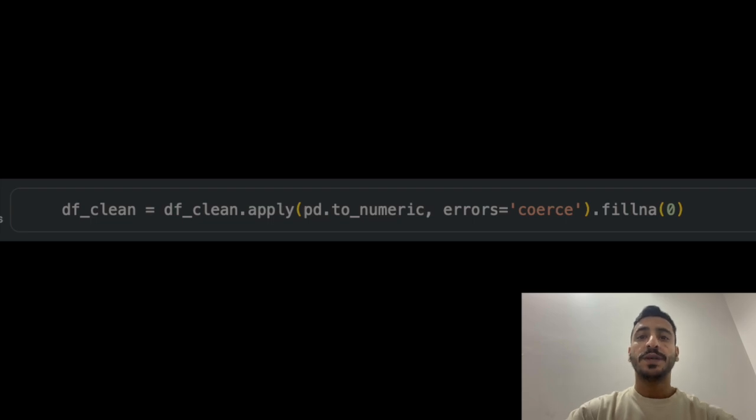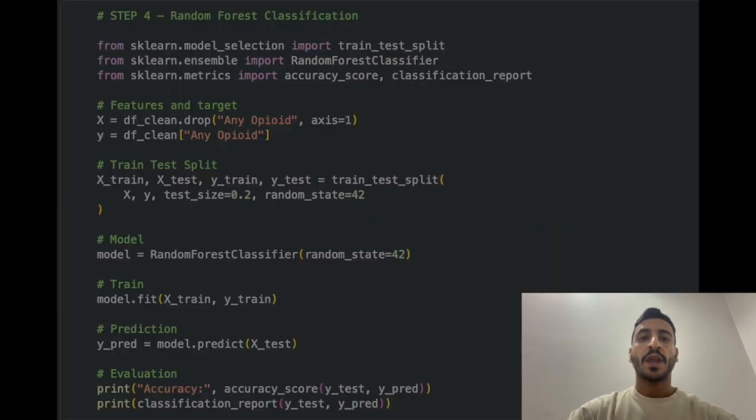So we move to step 4, which is data cleaning. I cleaned the dataset by converting all values into numerical format and handling missing values. Any missing or invalid values were replaced with 0. This step is important because clean data improves model accuracy and prevents errors during training. And then after that, step 5, which is random forest classification.